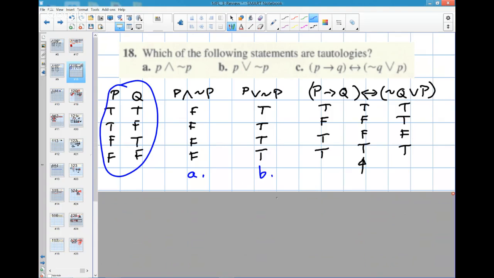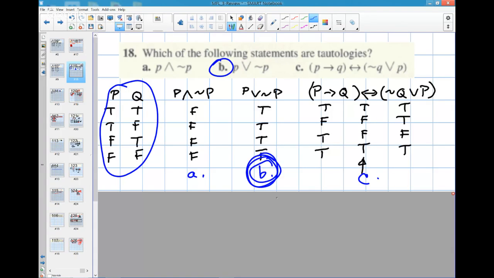Ta-da! When you do P or not P, remember the rule for or is only false when both are false. Well, never are they both false. So there's your answer. Part C didn't make it. It's TFFT. So the answer to this question is B. B is the only one that turns out.